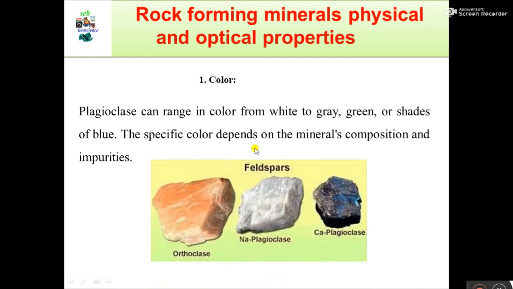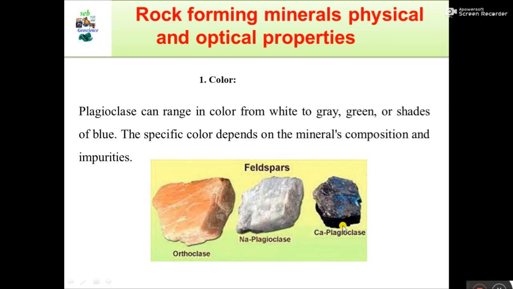Let us see in the figure. This is plagioclase. This one is sodium rich and this one is calcium rich. Calcium rich plagioclase is more gray to gray green or blue. Most of the time calcium rich plagioclase is gray green, green, gray and blue.